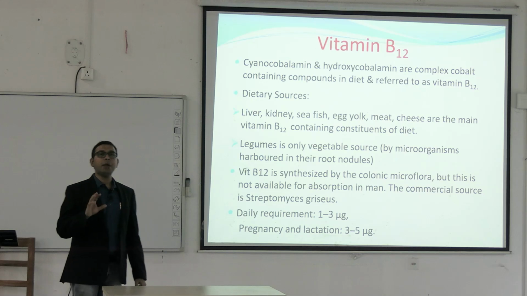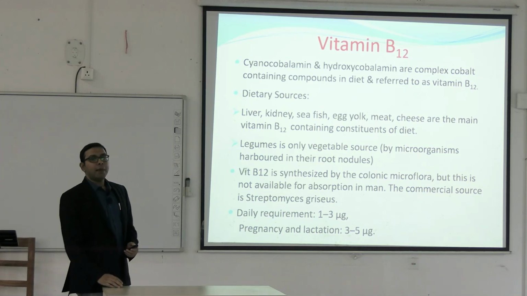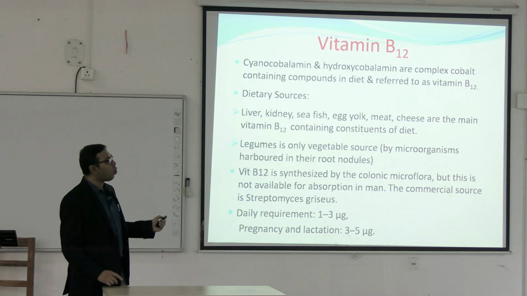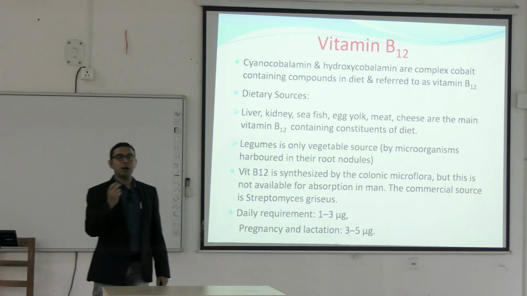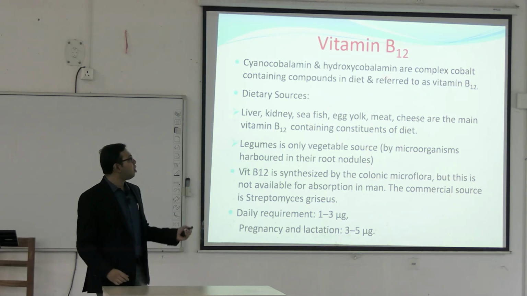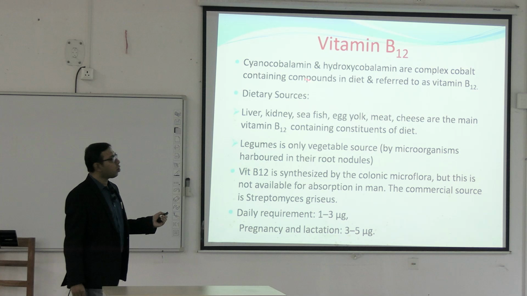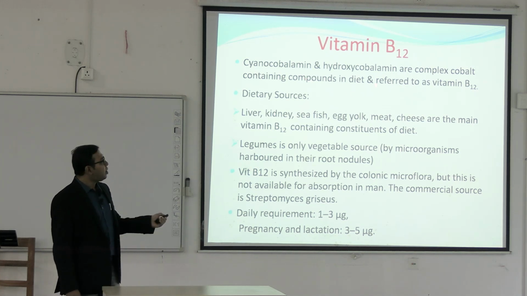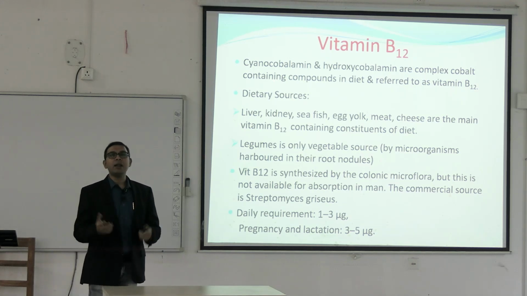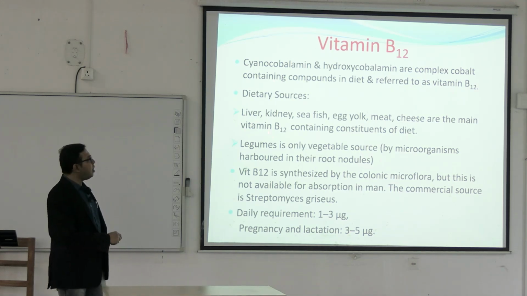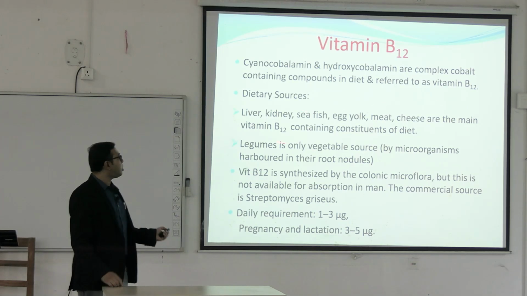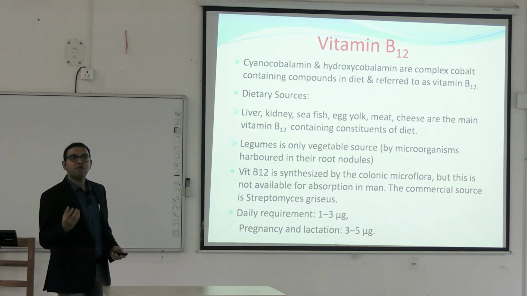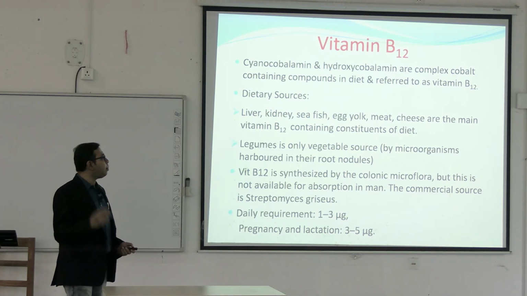Now first, starting with vitamin B12. Vitamin B12 is mainly present in two forms. One is cyanocobalamin, another is hydroxycobalamin. Cobalamin means it mainly contains cobalt. So this vitamin is a complex cobalt-containing compound present in the diet, and these are all known as vitamin B12, cyanocobalamin and hydroxycobalamin. What are the dietary sources? Usually liver, kidney, sea fish, egg yolk, meat and cheese are the main sources of vitamin B12. So different types of animal foods mainly contain vitamin B12.